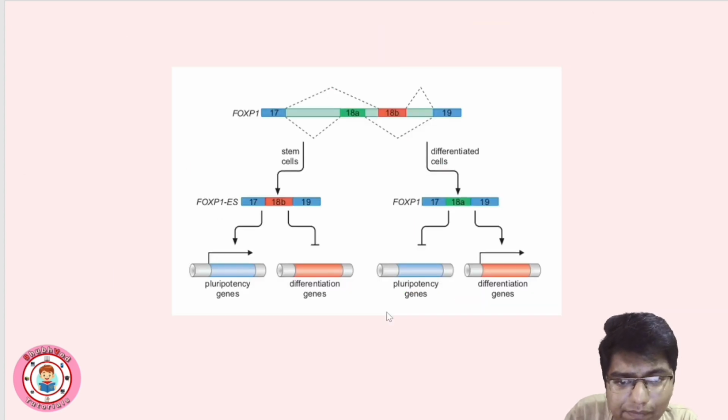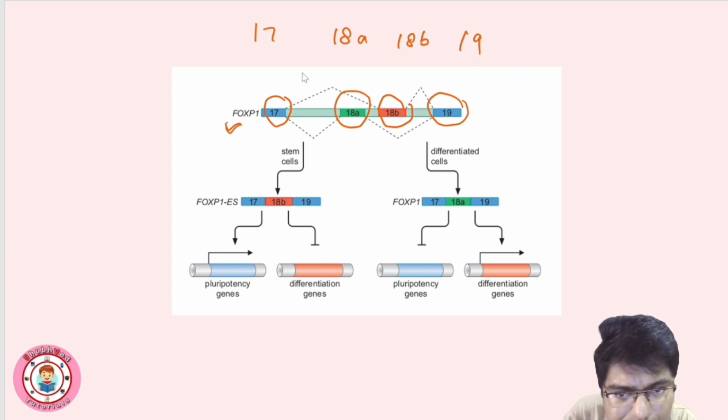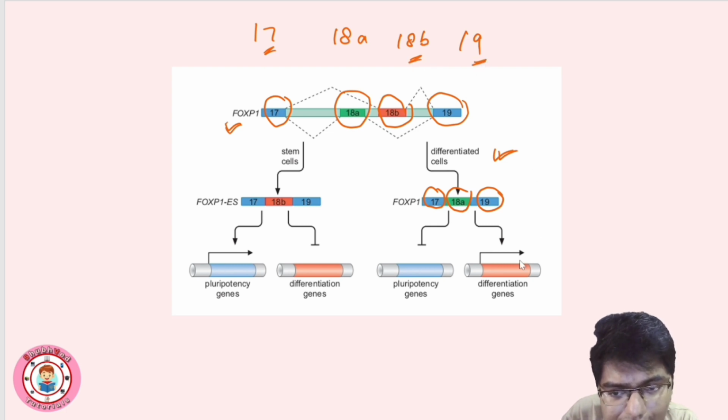Okay, now this is the last example. Here you can see the FOXP1 gene. So these are exons 17, 18A, 18B and 19. Now in the differentiated cells, there are 17, 18B and 19. Okay, 17, 18B and 19 in this case.